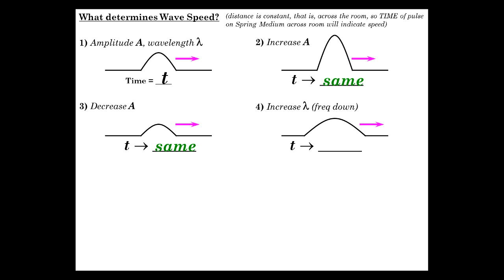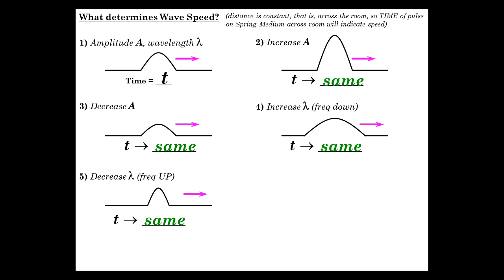Let's increase the wavelength. So now it's the same amplitude as original, but the wavelength is bigger. So the pulse disturbance was slower, okay? And it broadened the pulse. Time to get across the room, the same. Is this getting boring? We got other things we can do. We can decrease the wavelength, making the frequency go up if you were doing a continuous wave. So, same height, but shorter. A little snappier pulse. The same time.